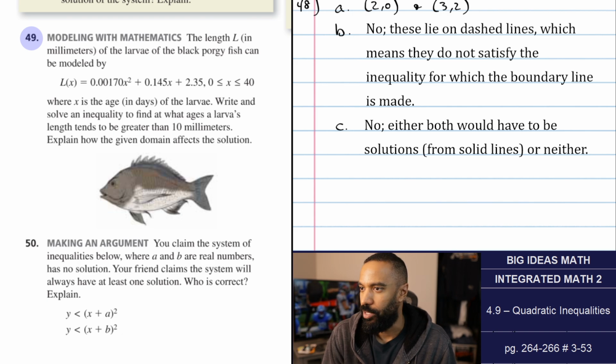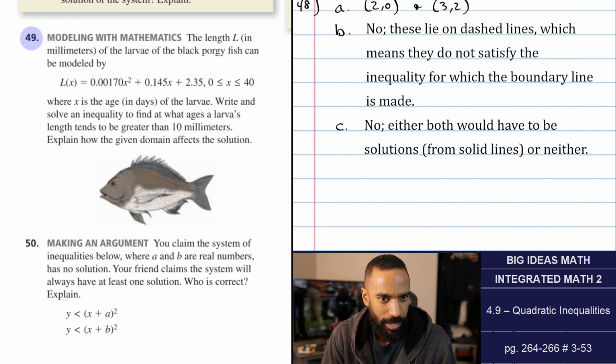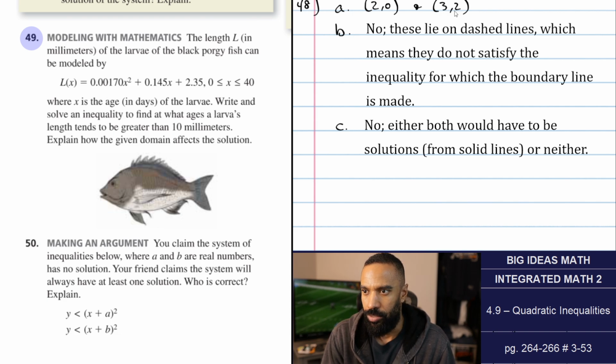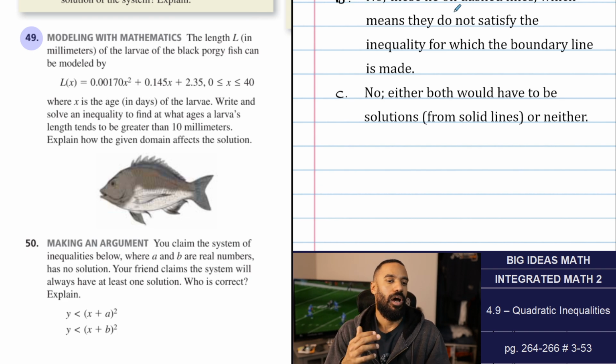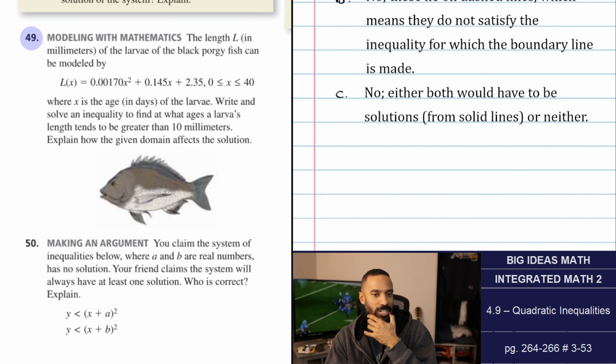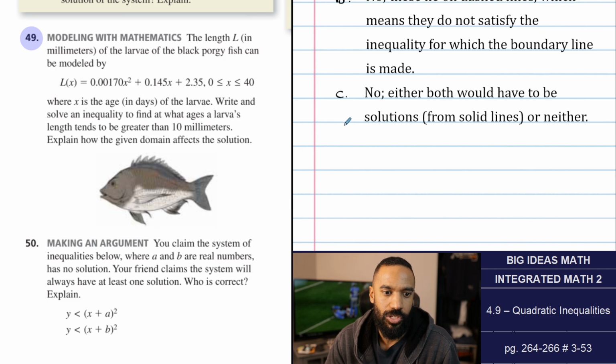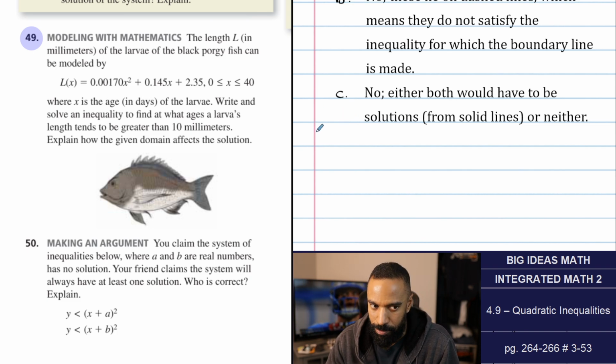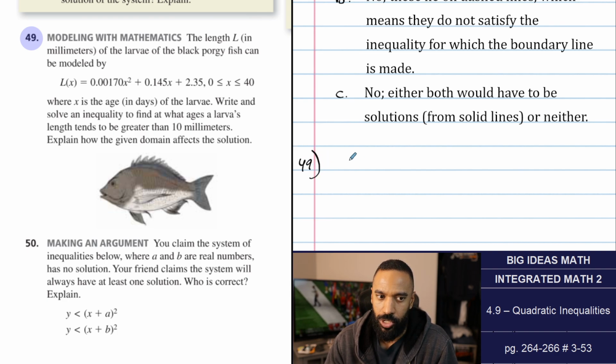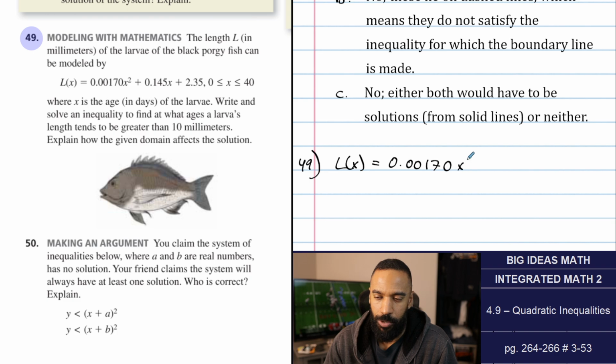Number 49, modeling with mathematics. The length L in millimeters of the larvae of the black porgy fish can be modeled by this. Graphing calculator, perhaps? Where x is the age in days of the larvae. Write and solve an inequality to find out what age a larva's length tends to be greater than 10 millimeters. Explain how the given domain affects the solution. So we got L of x. It's just so much to write. That trailing 0 means nothing.